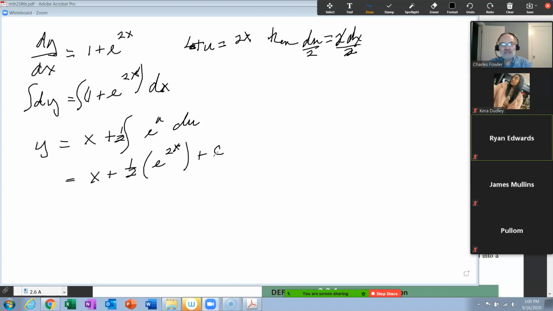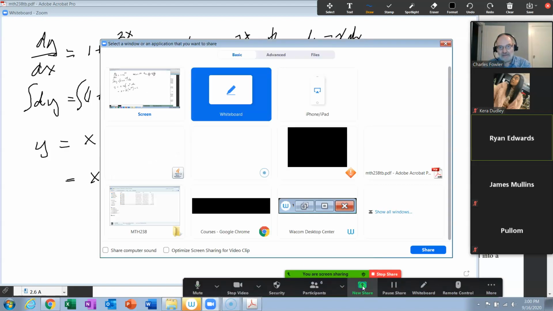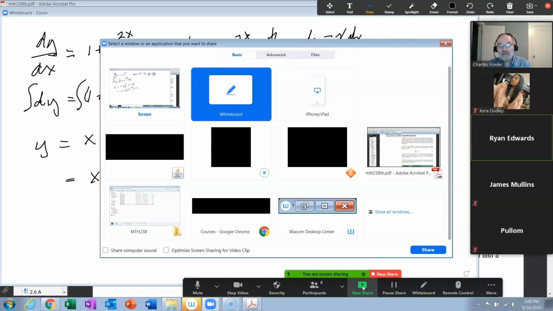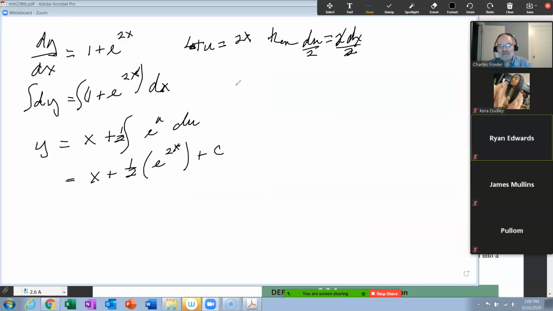Okay, so let's go back to, any questions on that before we go back to the book? You explained how you did the u substitution for e to the 2x power. Okay, let me go back to the whiteboard. You were sounding a little garbled, but okay, here's what I did. If I can get my pen to show up, there it is.